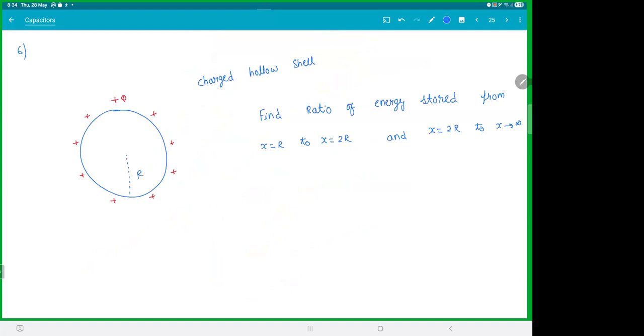How do we do this? X is the distance from center. We have to use the energy density formula. Energy per unit volume is half epsilon E square. Let's see how will you handle that. Think for a minute or two. These are some good questions based on this energy density. Means if they give you field in a region, you can actually figure out the energy stored in that region.